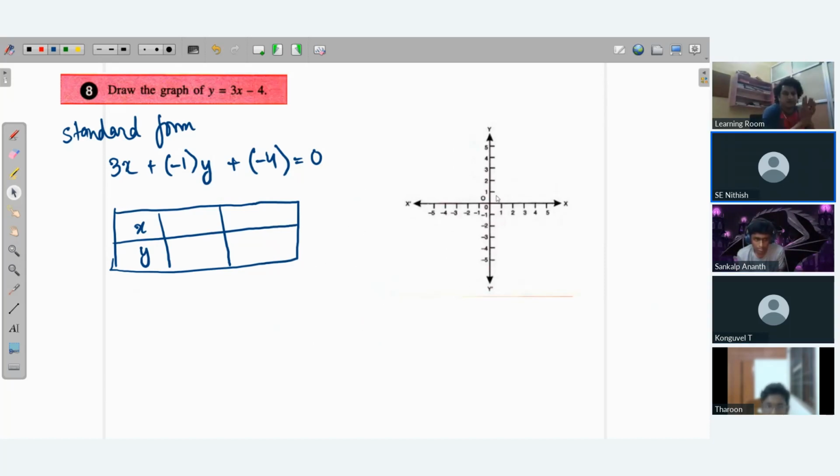Shouldn't 3x be 0 minus? No, we switch the y to the right hand side. Why is 4 still minus, sir? We brought y from left side to right side. It will be minus, it will be in the right side only, right?